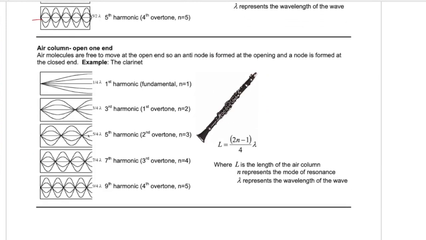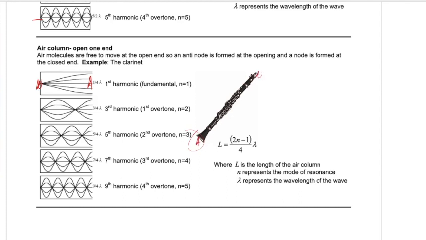Now, we also have a type of resonant air column where it's open one end, which means we have a node here and we have an antinode here. An example of that would be your clarinet or an oboe or saxophone, etc. All of these things where it's open at one end. And over here, we technically, even though we have an opening here, we have a reed. This behaves like a node.